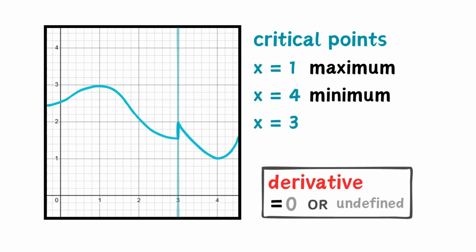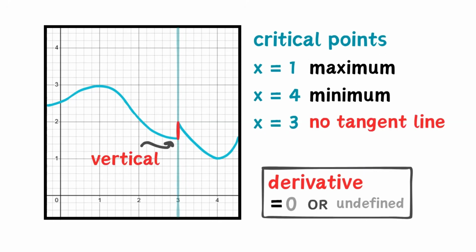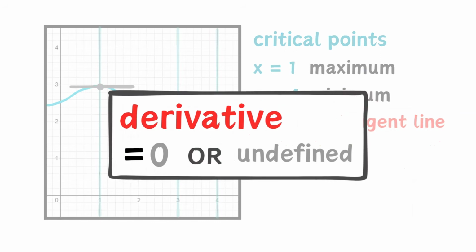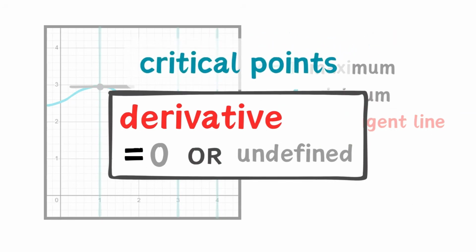Here, although we don't have a minimum or maximum, there's no tangent line because the derivative is undefined. So 3 is another critical point. As you can see, as long as the derivative equals 0 or it's undefined, we have a critical point. Once we find critical points, we can then look for minimum and maximum points, but we'll look at that in another video.